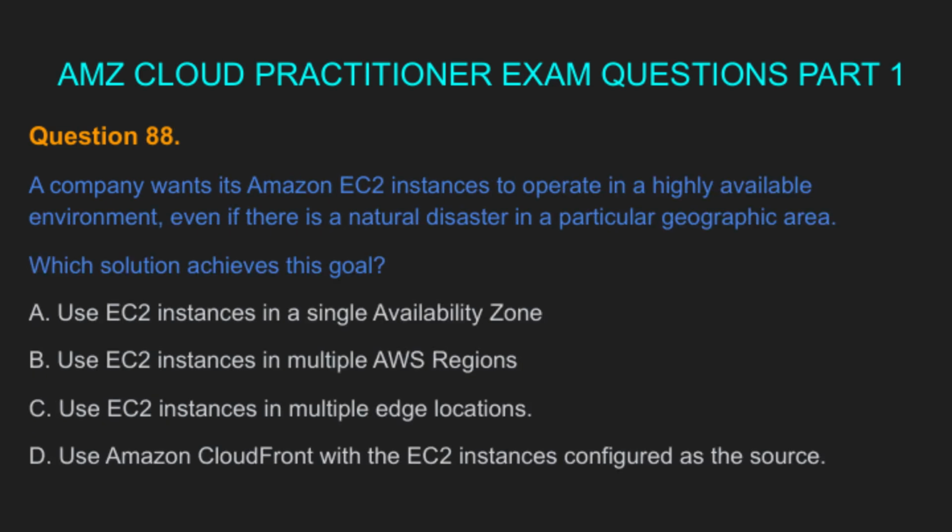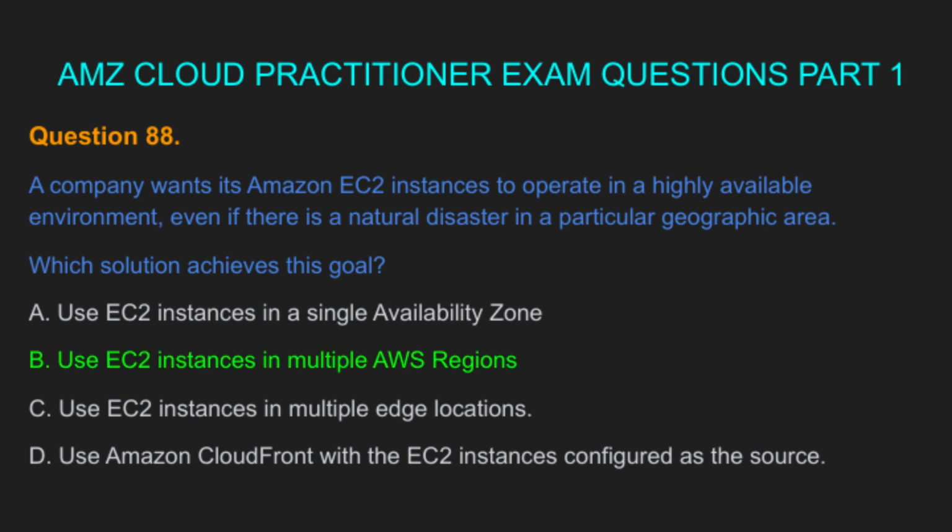Question 88. A company wants its Amazon EC2 instances to operate in a highly available environment, even if there is a natural disaster in a particular geographic area. Which solution achieves this goal? A. Use EC2 instances in a single availability zone. B. Use EC2 instances in multiple AWS regions. C. Use EC2 instances in multiple edge locations. D. Use Amazon CloudFront with the EC2 instances configured as the source.